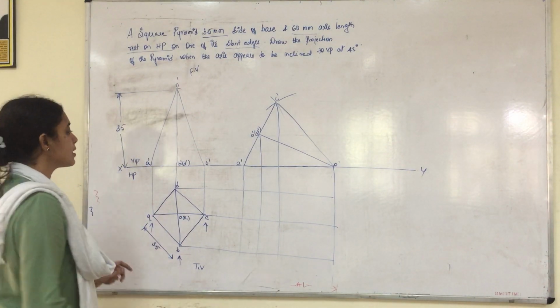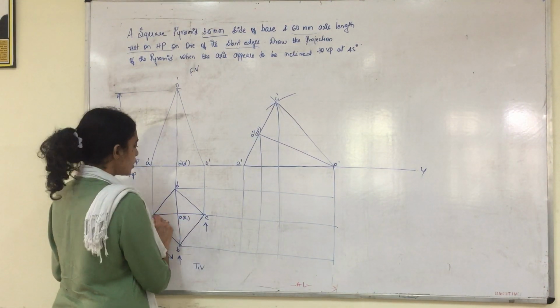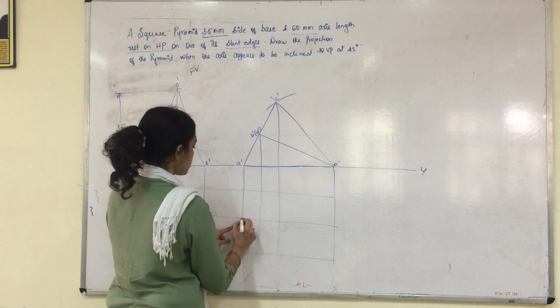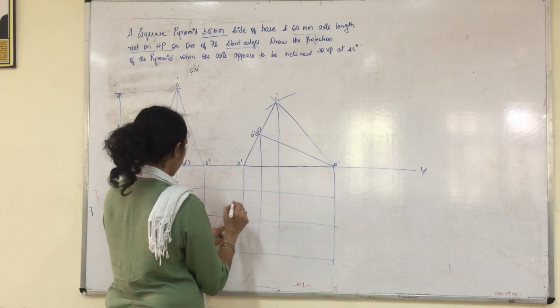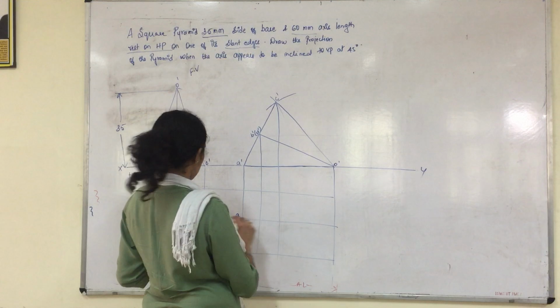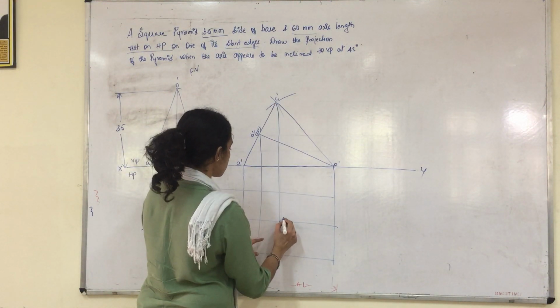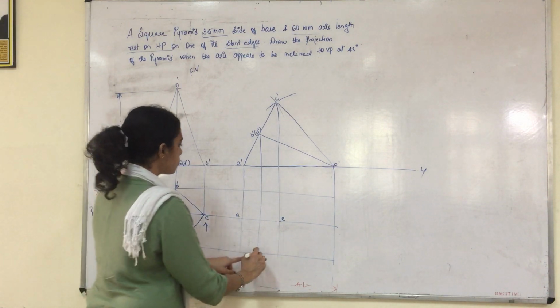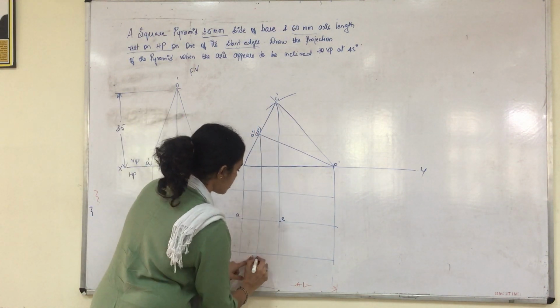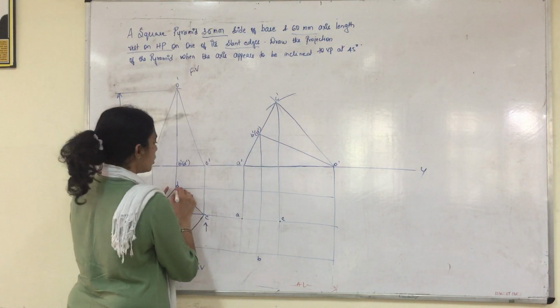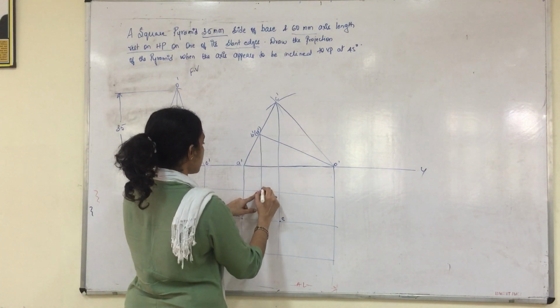After erasing, start reading the locus. The locus of A is meeting A dash at this point. So this is our A. The locus of C is meeting C dash at this point. So this is our C. The locus of B is meeting B dash at this point. This is our B. The locus of D is meeting D dash at this point. This is our D.